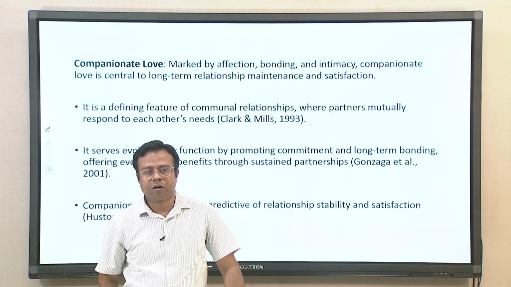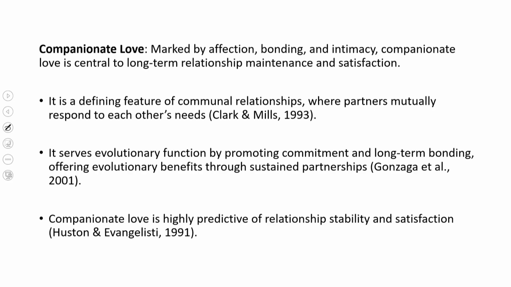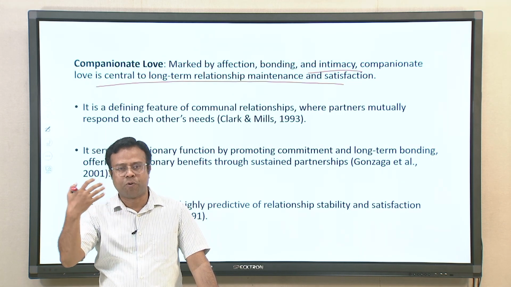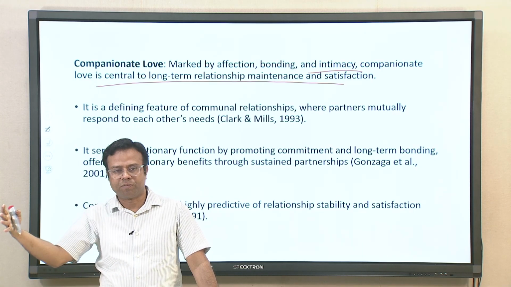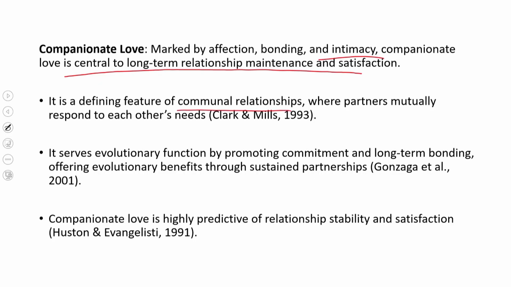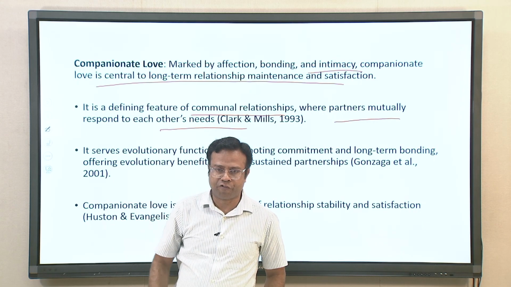Now, companionate love is mostly about affection, bonding and intimacy. Companionate love is central to long-term relationship maintenance and satisfaction. So, in the initial stage a relationship may involve passionate love, but in the long term it is mostly companionate love, where the focus is on bonding, intimacy and long-term factors. It is a defining feature of communal relationships, where partners mutually respond to each other's needs, which leads to long-term maintenance of the relationship.